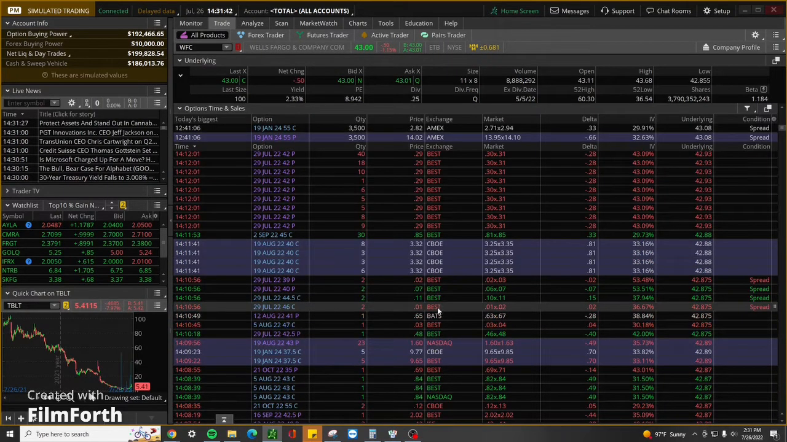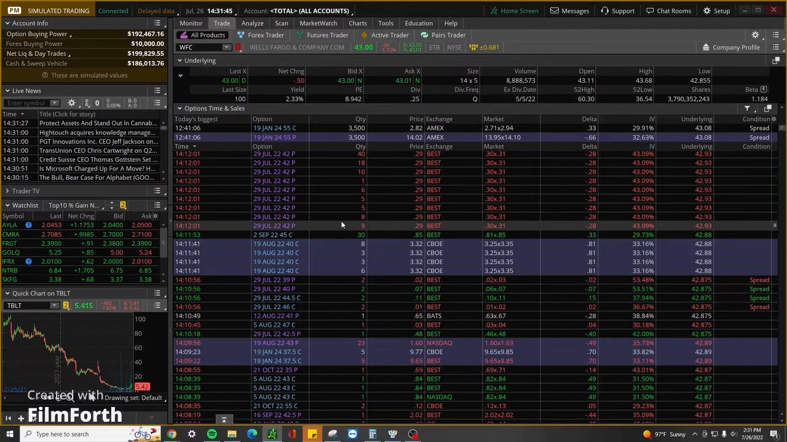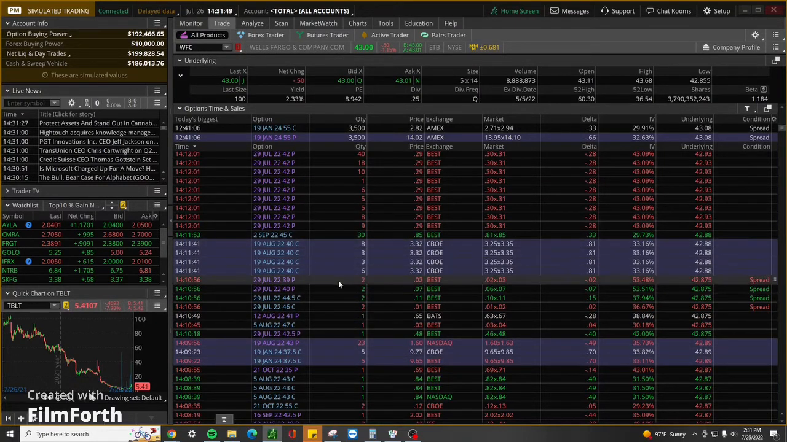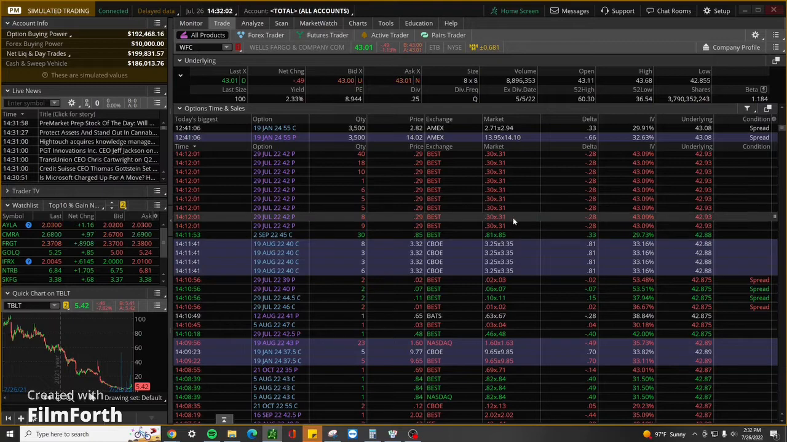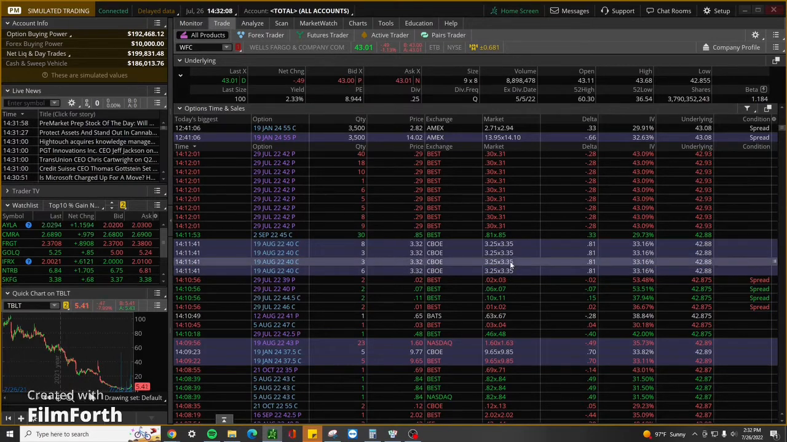Another thing with this section is that you will see different colors in here. The different colors signify specific things. So the green color coding signifies options that were executed at the ask price or above the ask price. The red color coding will refer to options that were executed at the bid price or below the bid price. The white or gray color coding will essentially refer to options that were executed between the market.